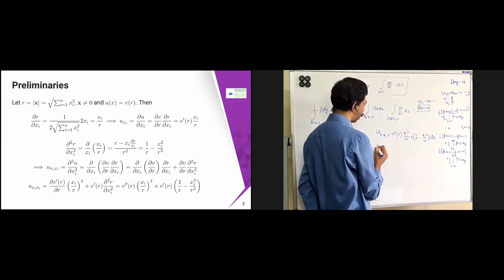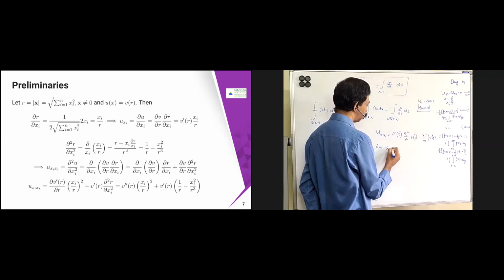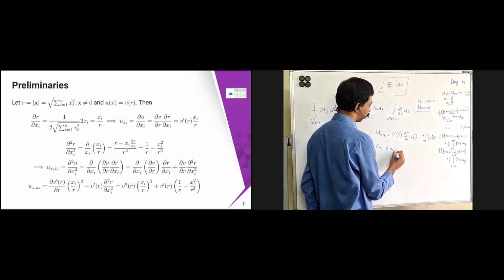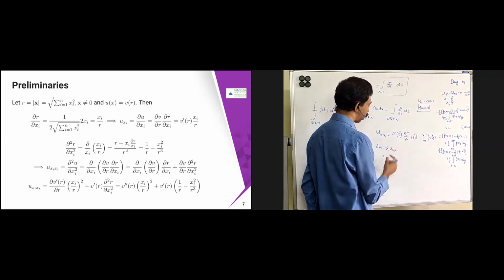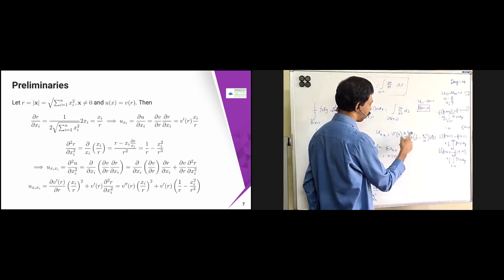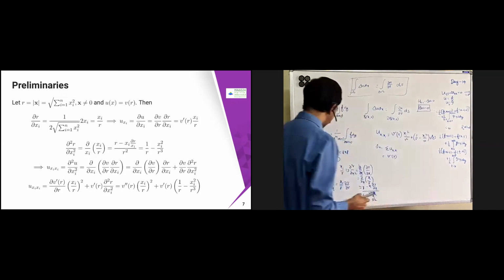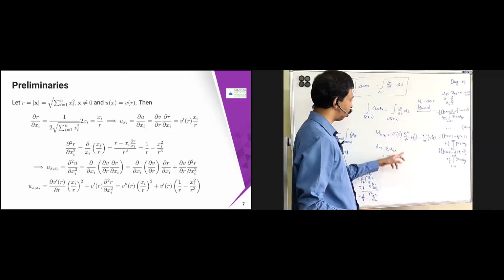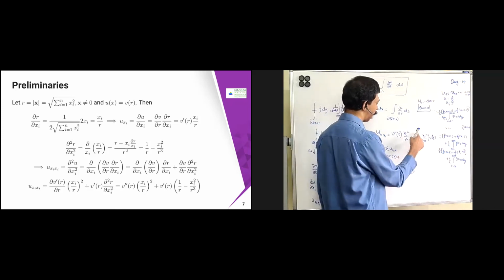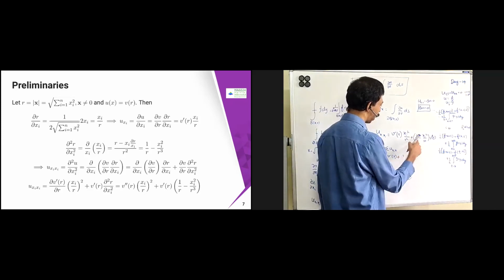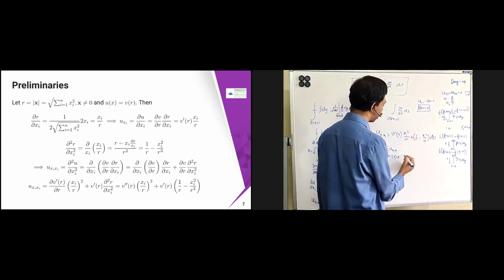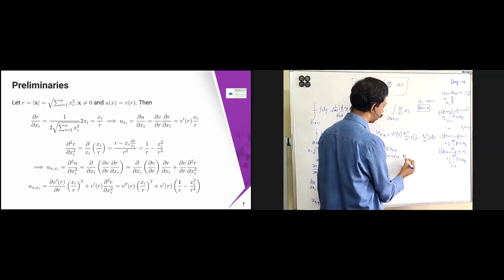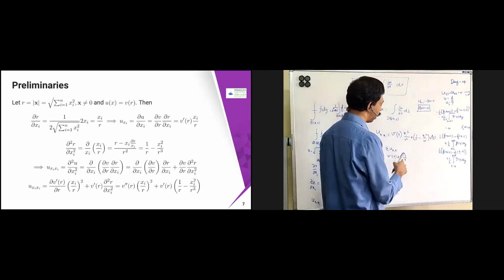So Δu is nothing but the summation of u_xixi. If I sum it up, what I will get is v''(r) times the summation of xi², and the summation of xi² is nothing but r², so r² will get cancelled. Plus 1/r, and I am taking the sum n times, so that will become n/r.